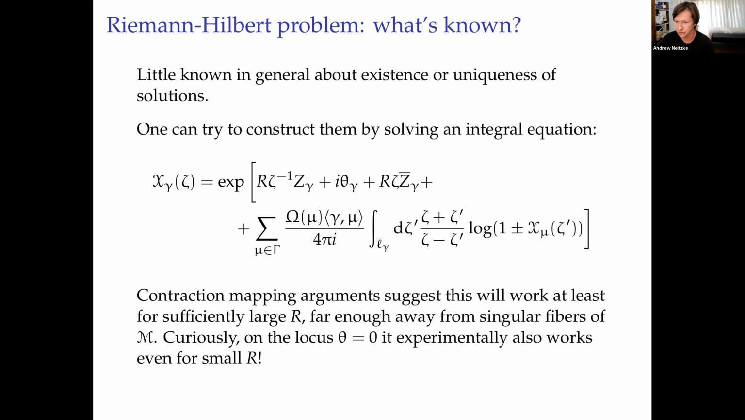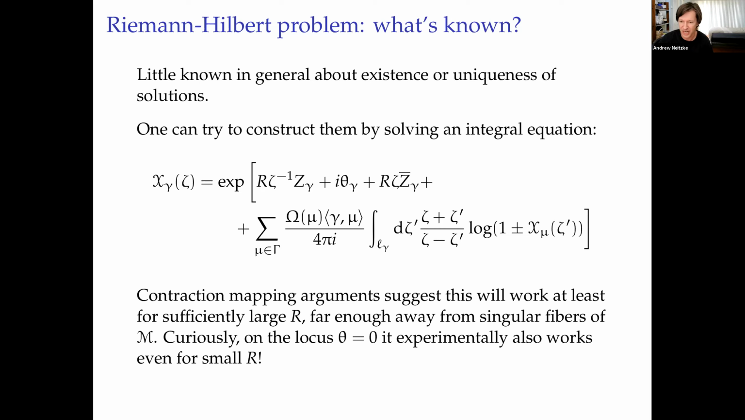And this you can try to do. There are some arguments that suggest that you might be able to actually do this just by the most naive procedure of iterating the equation. You plug in some initial guess, then you put that on the right-hand side, calculate the left-hand side, plug that in on the right-hand side, and repeat. So think of it as a fixed point of some integral operator. There are some arguments that suggest that this is going to work, at least for sufficiently large value of this parameter r, and when you're far enough away from the singular fibers, on the large Born part of this complex integrable system.